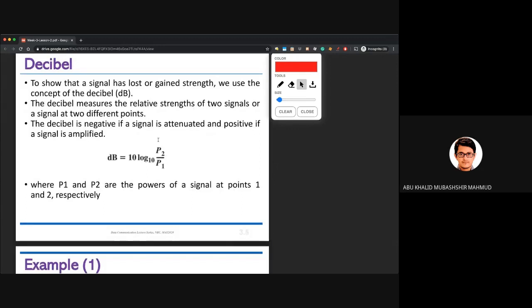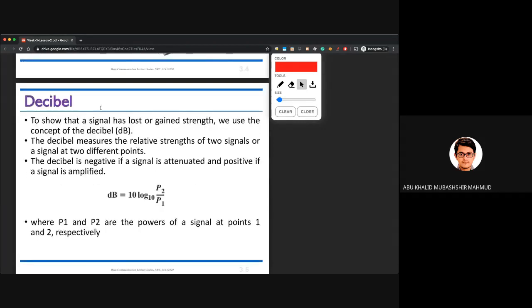To show that a signal has lost or gained strength, we use the concept of decibel. Here we will see firsthand what does it mean that a signal has lost or gained strength. We use the concept of the decibel to measure the lost or gained strength. The decibel measures the relative strengths of two signals or a signal at two different points.